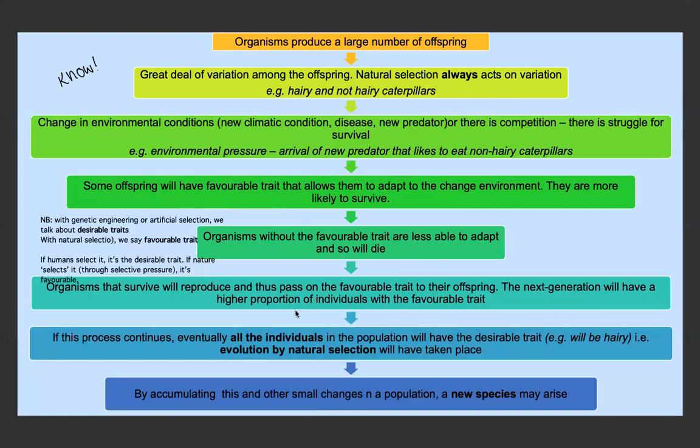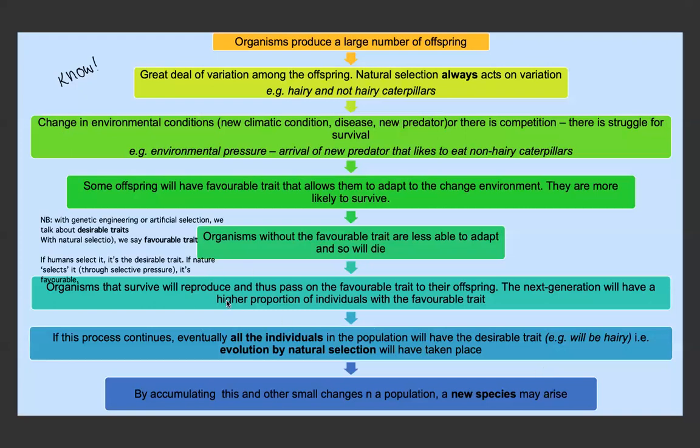The next generation will have a higher proportion of individuals with the favorable trait because there's a higher proportion of individuals of the previous generation that survived with the favorable trait. Therefore, they're more likely to pass it on. And this process will continue until eventually all the individuals in the population have this favorable trait and evolution by natural selection will have taken place. So in our caterpillar example, eventually all the caterpillars will have become hairy. By accumulating this and other small changes in the population, a new species may arise. It doesn't always have to, but if there are enough changes, it could occur.